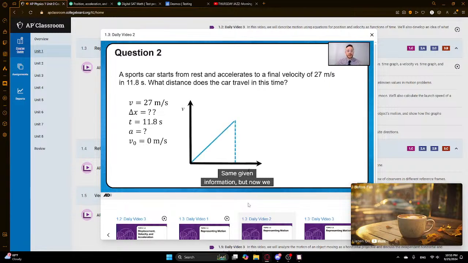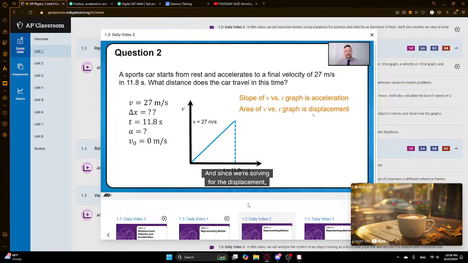Same given information, but now we have a velocity versus time graph. This graph has the same given information that we have, right? We start off at rest, we end at 27 meters per second, and it takes place over a time. So we have this nice triangle here. We have those same 2 facts where the slope of the graph is the acceleration and the area of the graph is the displacement. Again, we're going to use the area here to figure out what's going on.